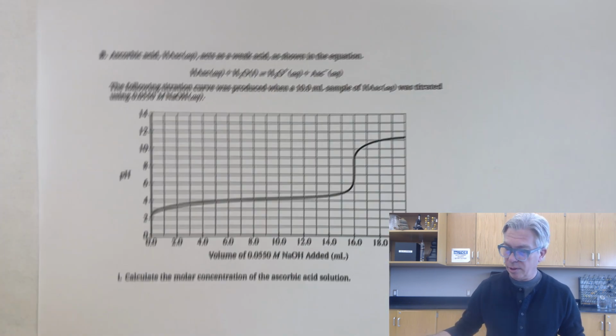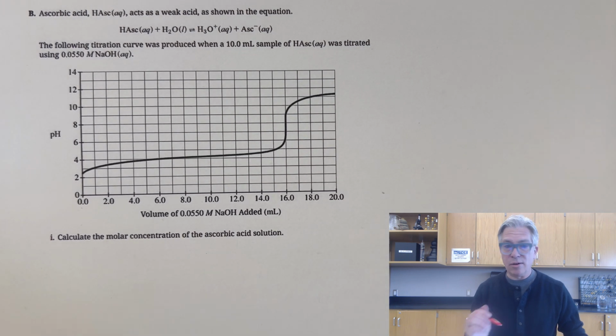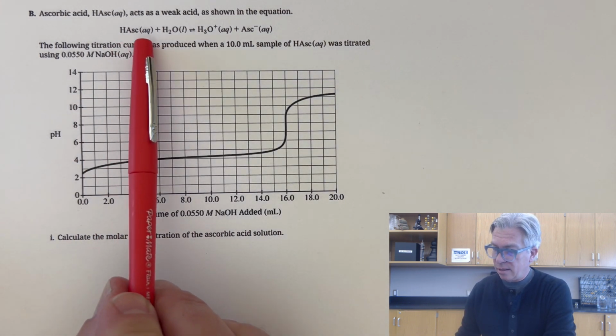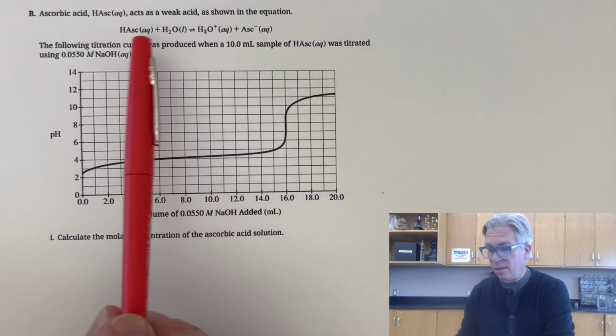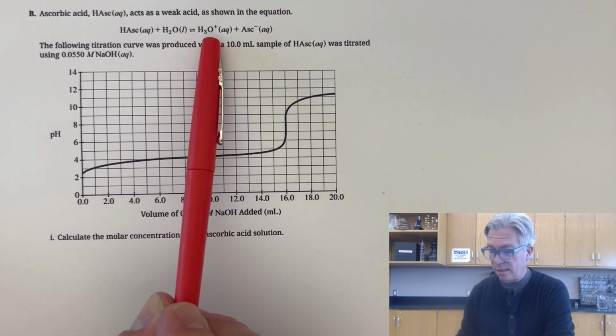All right, so we went old school on the empirical formula, and now we're swinging over into the land of titrations and buffers. So let's check it out. Part B. Ascorbic acid acts as a weak acid as shown in the equation, and the equation tells me that it's a monoprotic acid. That's important for the next calculation.